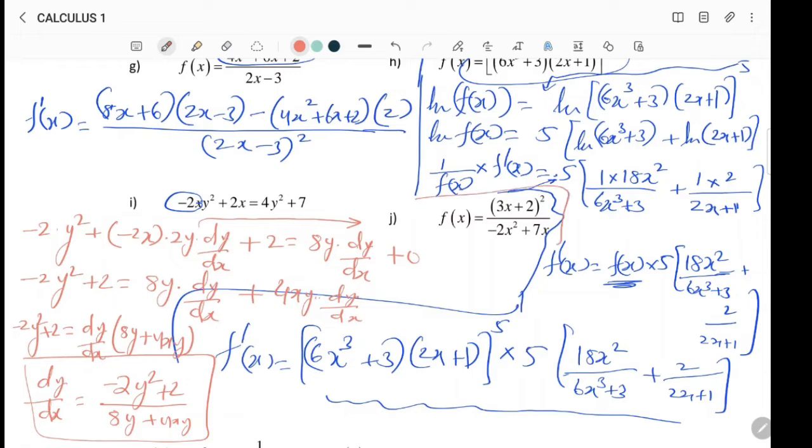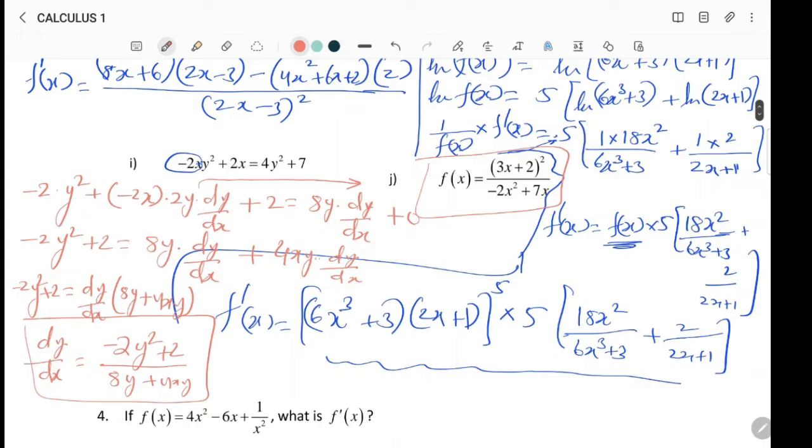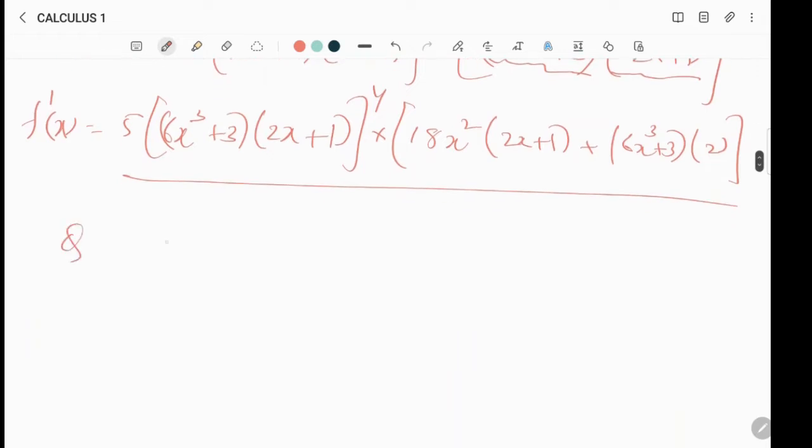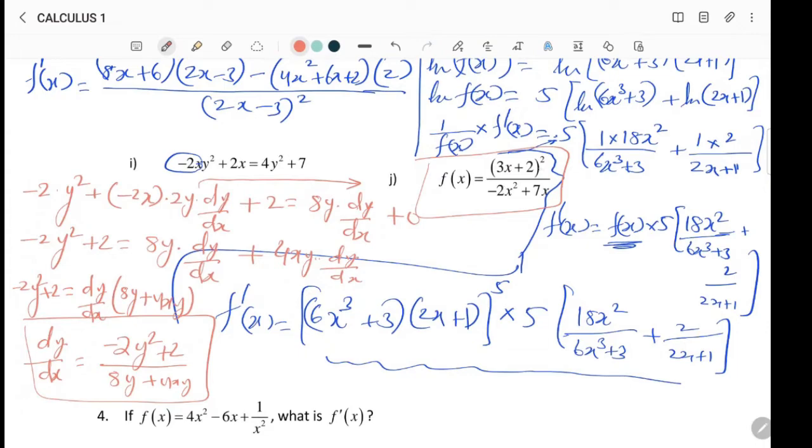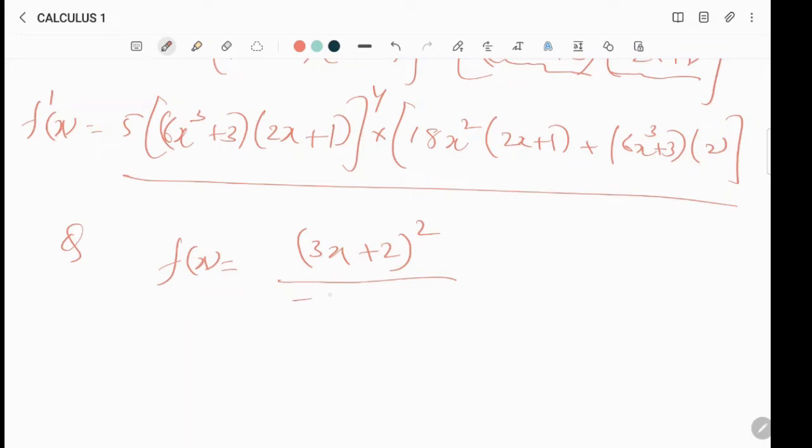Oh, we have this question, we don't have a space, so I have to write it down here. Okay, what's that? f(x) is 3x plus 2 whole square over minus 2x square plus 7x.